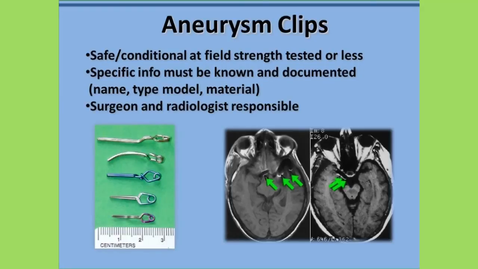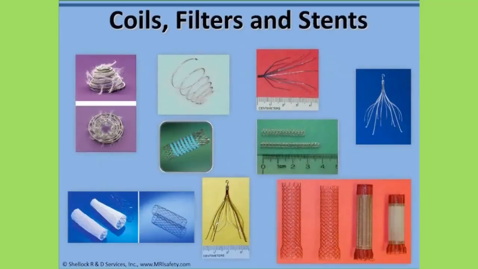In consideration of the current information for aneurysm clips, the following guidelines are recommended. The aneurysm clip should have been tested at the same field strength that will be used for the intended MRI exam. Specific information about the aneurysm clip must be known. And importantly, this information must be documented. For aneurysm clips, the referring physician or implanting surgeon and the radiologist are ultimately responsible for making a decision to scan the patient or not.